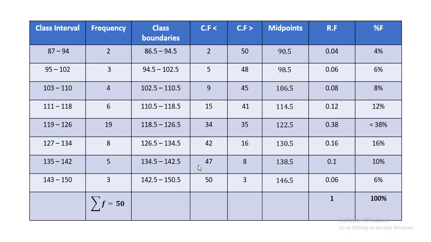Only the formula for class boundary differs for continuous data. We subtract and add 0.05 from the lower and upper interval: you subtract 0.05 from the lower interval and add 0.05 to the upper interval to get the class boundaries, but that is only for continuous data. The process for CF less than and more than, midpoints, RF and percentage frequency is the same. I hope that you have understood how to calculate these parameters. Thank you.